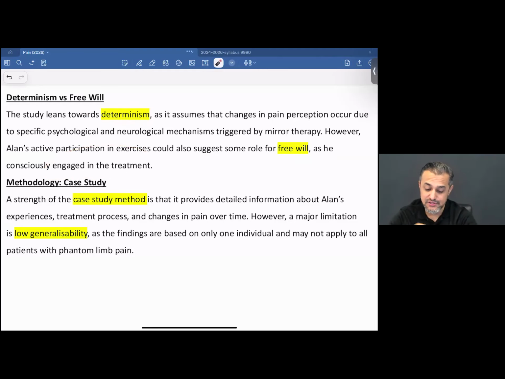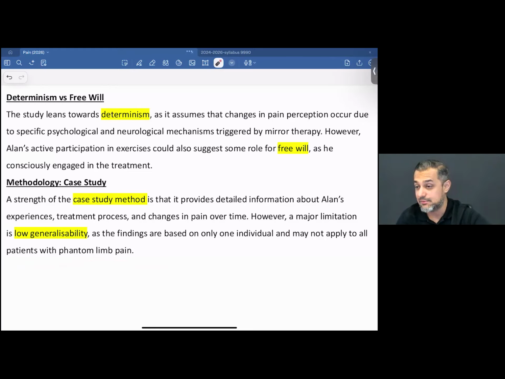Next methodology. This is a case study. That's the first thing that I mentioned. A strength of the case study method is that it provides detailed information about Alan's experiences, treatment processes, and changes in pain over time. However, a major limitation is low generalizability, as the findings are based on only one individual and may not apply to all patients with phantom limb pain.